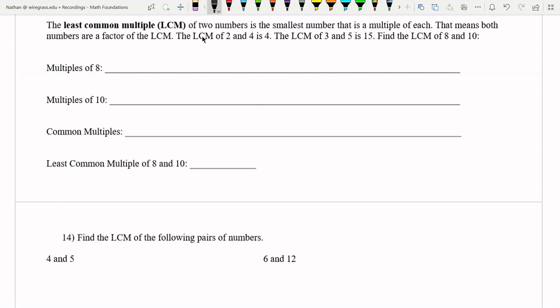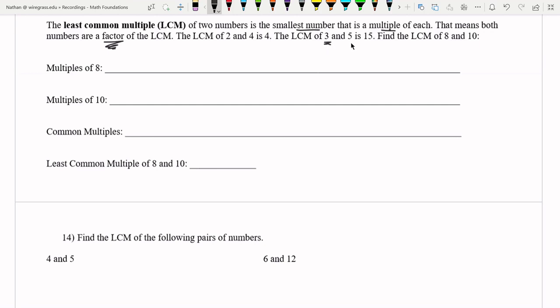The least common multiple of two numbers is the smallest number, the least number that is a multiple of each. So that means both numbers are going to be factors of the least common multiple. They're going to be smaller numbers than the multiple. The least common multiple of 2 and 4 is 4 because both 2 and 4 can go into 4, and it's the smallest number that both 2 and 4 can go into.